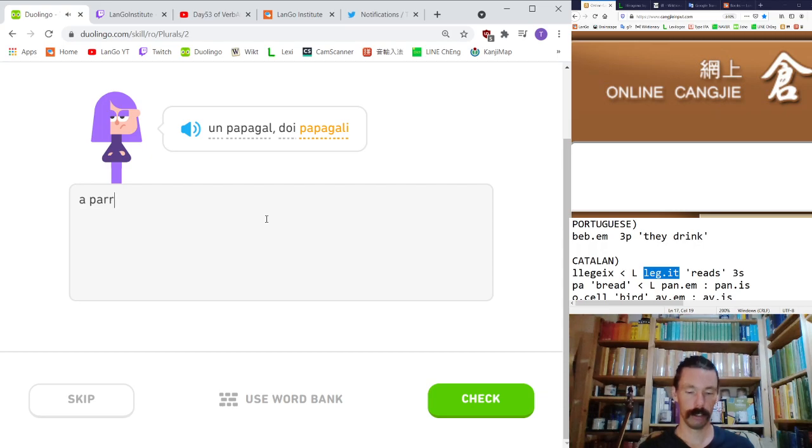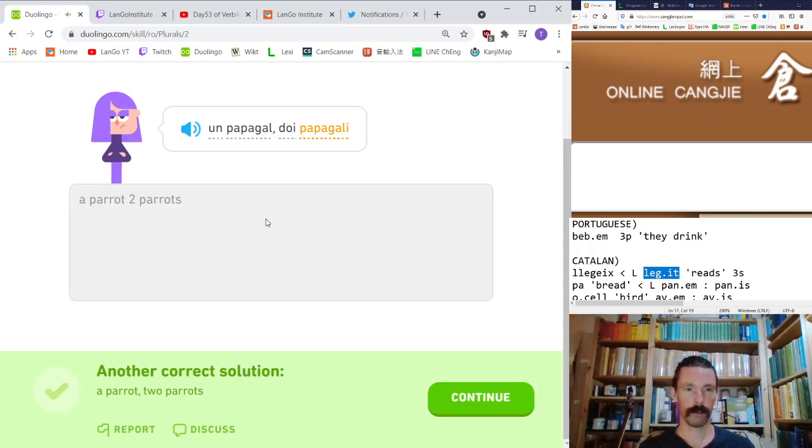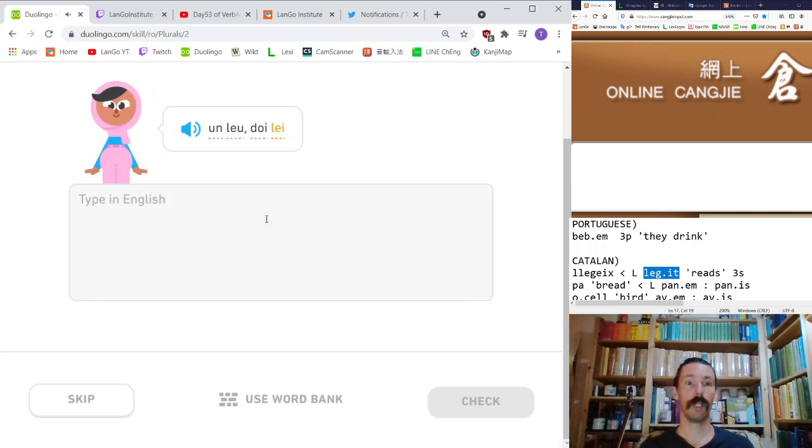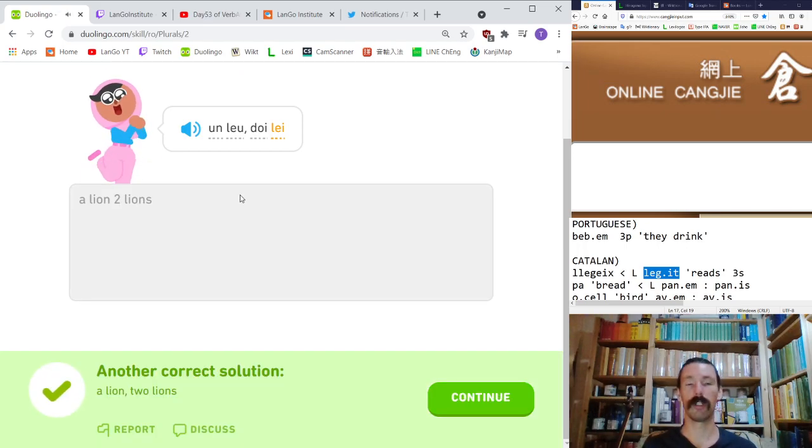Papagal. Two parrots. Un leu, doi lei. So very often they're chopping off the second of two vowels and replacing it with I. It's not quite suffixation. The singular has a segment that's no longer there in the plural form. This u. So a lion, two lions. Originally, leon was the form for both the English and the Romanian.